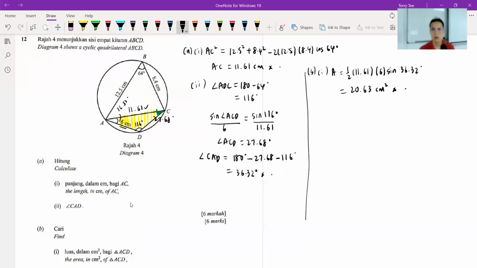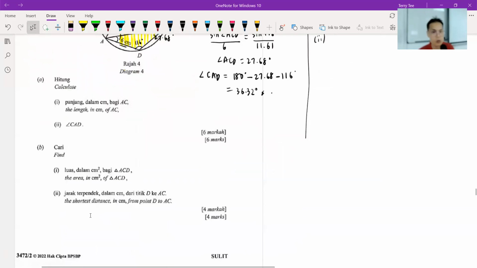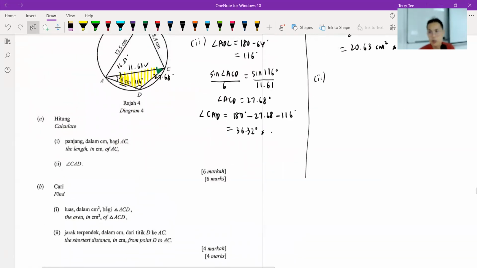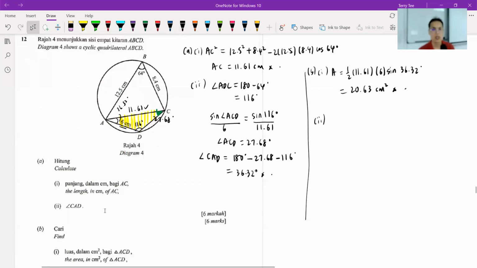Now, the last part, we are finding B Roman 2, the shortest distance from a point D to line AC. Shortest distance from a point to a line is what we call a perpendicular distance. Maybe I draw here a perpendicular distance. Now, this may not be isosceles, but the most important thing is that this is the height of your triangle. Your base is 11.61. Your height is, let's say, h.